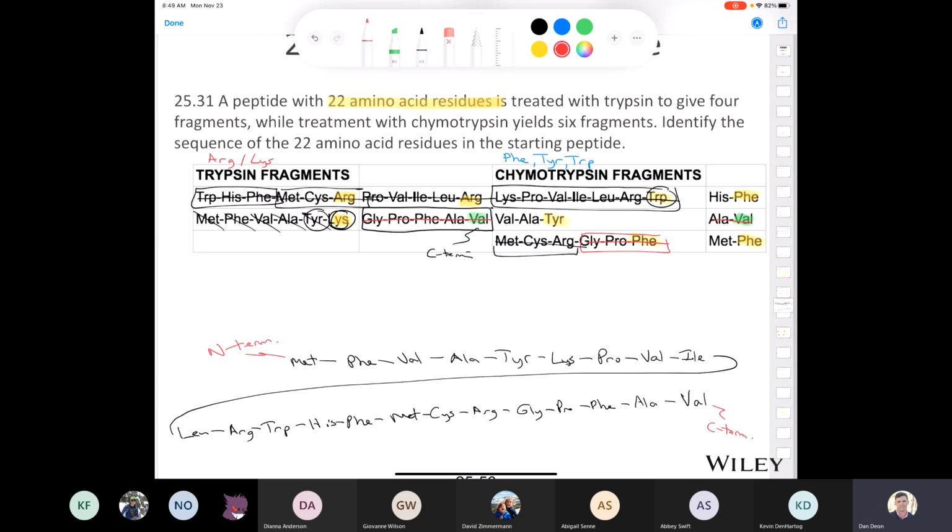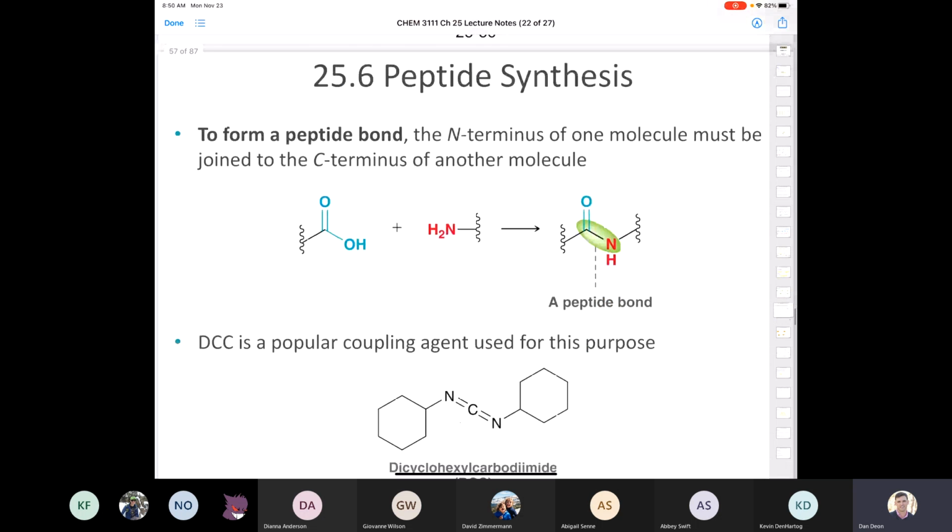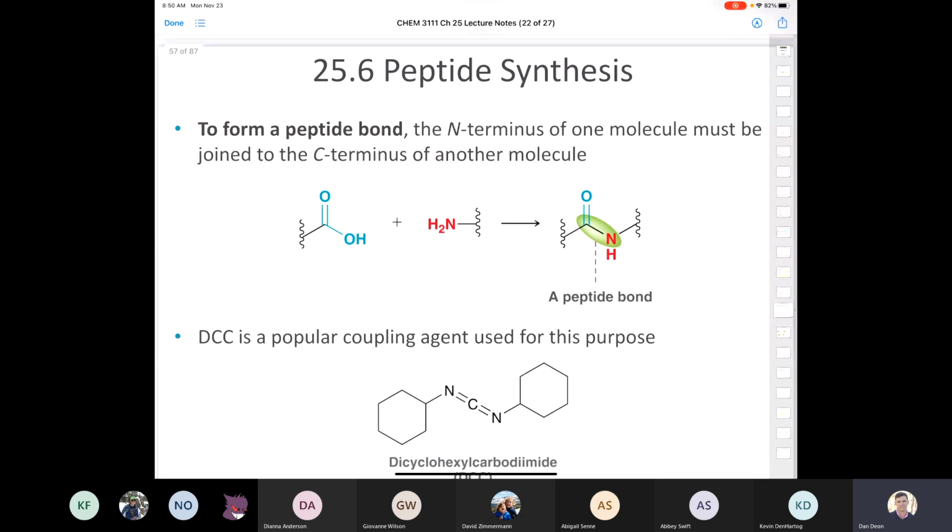So that's how we use sequencing, using enzymes like trypsin and chymotrypsin in order to get some fragments. There are other enzymes that you can use to do the exact same thing, but these are the only ones that we look at in this chapter. All right, let's move on to 25.6, which deals with peptide synthesis.